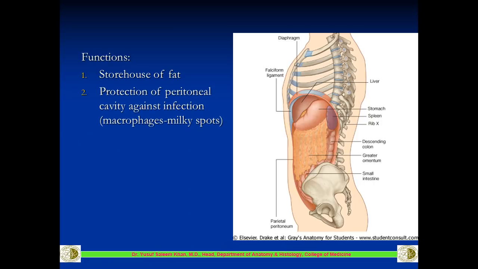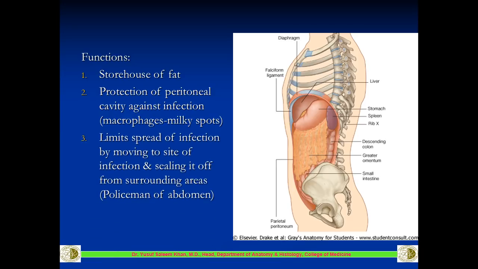The second important function is protection of the peritoneal cavity against any infection. Along with the fat, this also has a huge quantity of macrophages in the form of milky spots. Within this yellowish fat, there will be whitish spots. These are called milky spots, and these are nothing but aggregations of macrophages. So whenever there is any kind of infection, as I told before, these macrophages will jump and attack the small quantity of infection, and they prevent any further infection, as well as remove even this danger. So it helps in the protection of the peritoneal cavity.